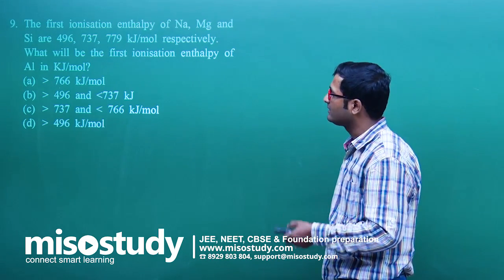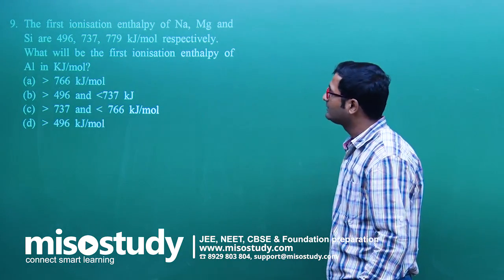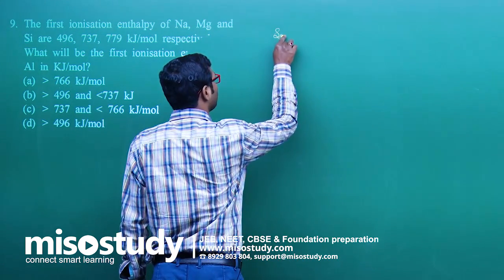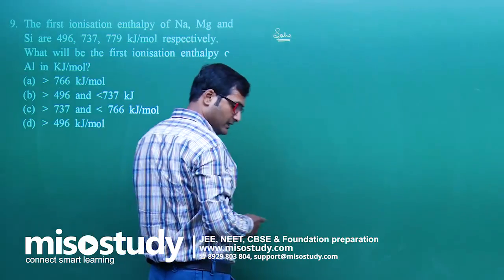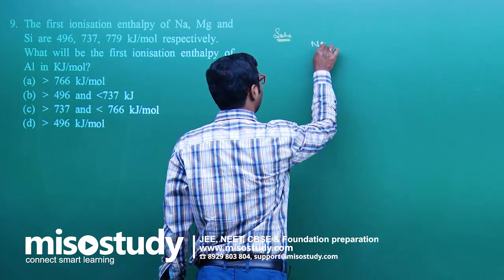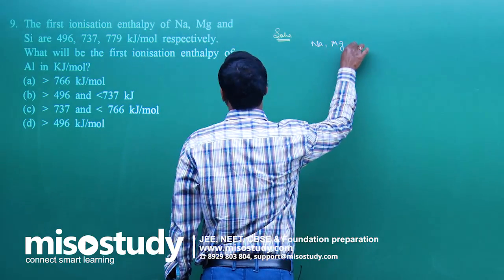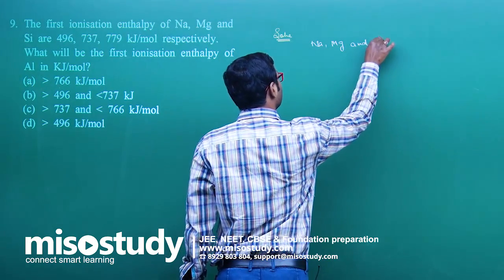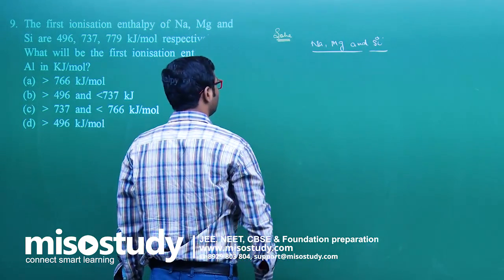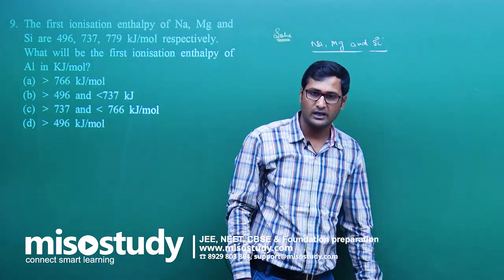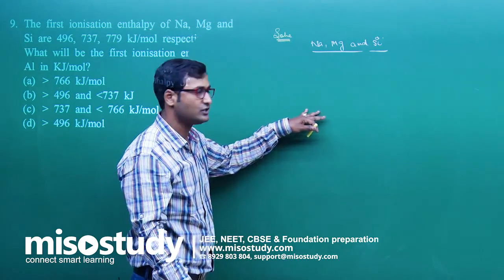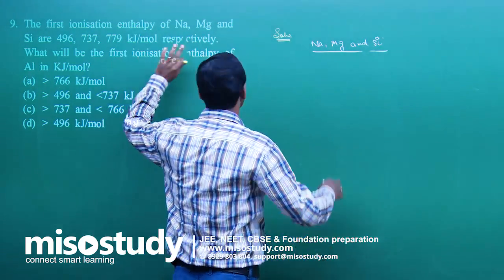Now let's move to the next part, that is the question on the first ionization enthalpy. I have taken this question from the chapter periodic classification of elements. What is given here? The first ionization enthalpy of Na, Mg and Si. What do we mean by ionization energy? We know the minimum energy required to remove an electron from the outermost shell is called ionization energy.